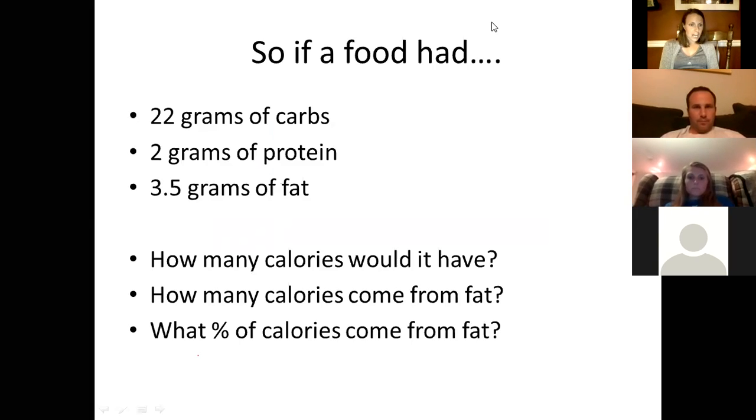Okay, so 127.5 total calories, 31.5 calories from fat. So those would both be rounded on the food label to probably 125 calories and probably 30 calories from fat. Very good, guys. Way to use your math.